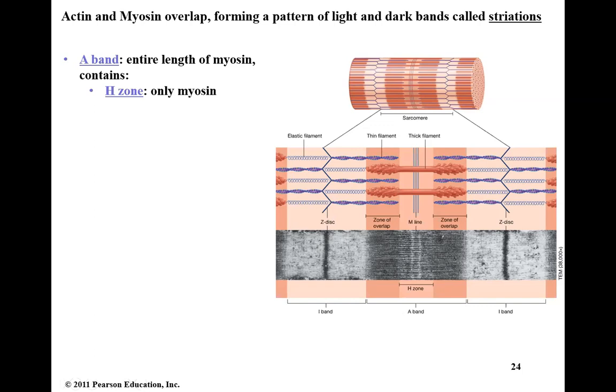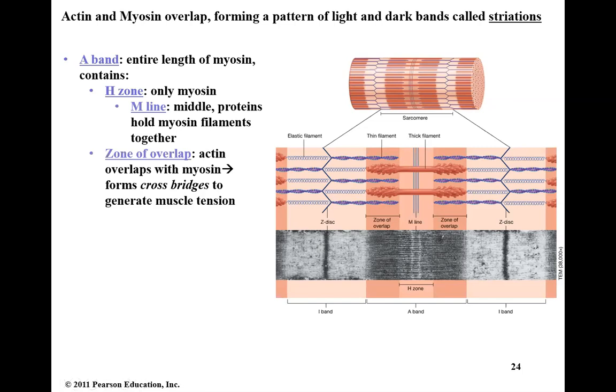Within the A band, we have the H zone. The H zone only has myosin, no actin. The A band has actin in some places and just myosin in other places. The H zone only has myosin. Within the H zone, we have the M line, and so this is the middle line, the middle of the sarcomere. Also within the A band, we have the zone of overlap, and that is a really important one to know because this is the only area that is available for myosin to bind to actin and therefore give rise to shortening and tension or strength in those muscles.